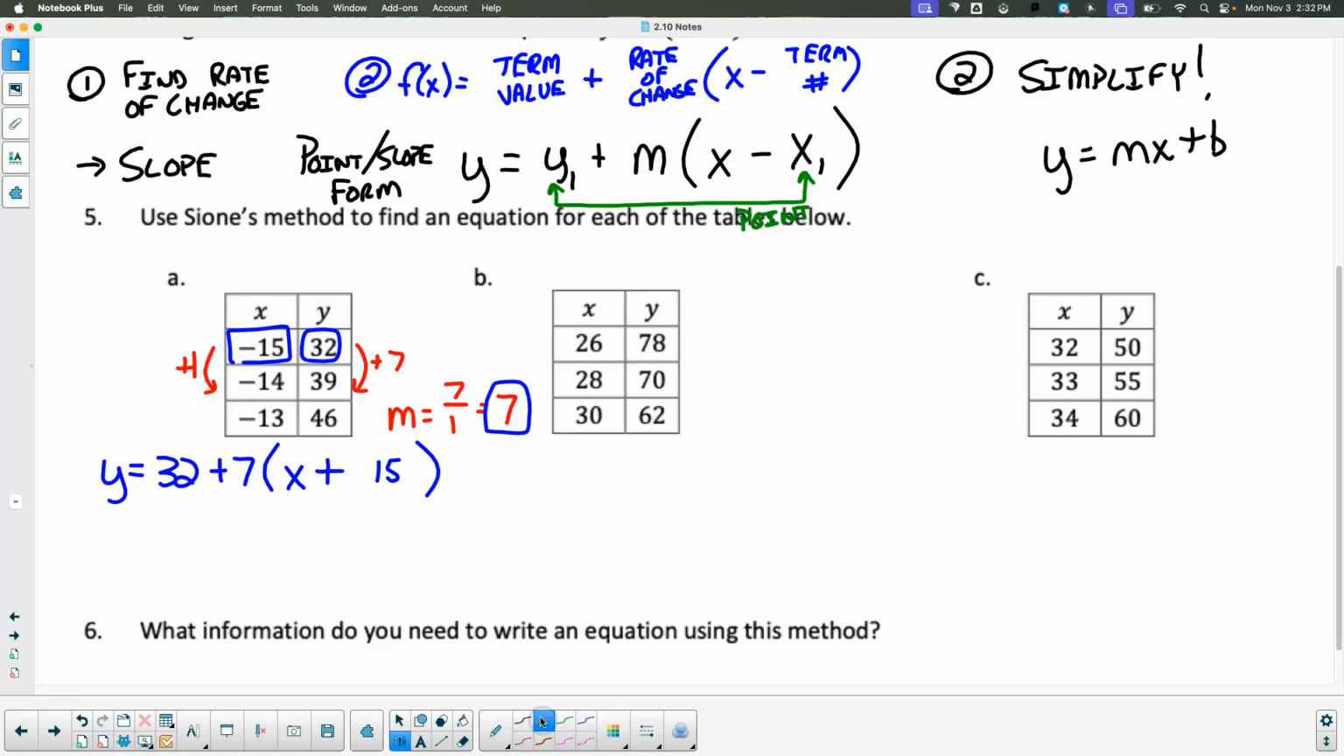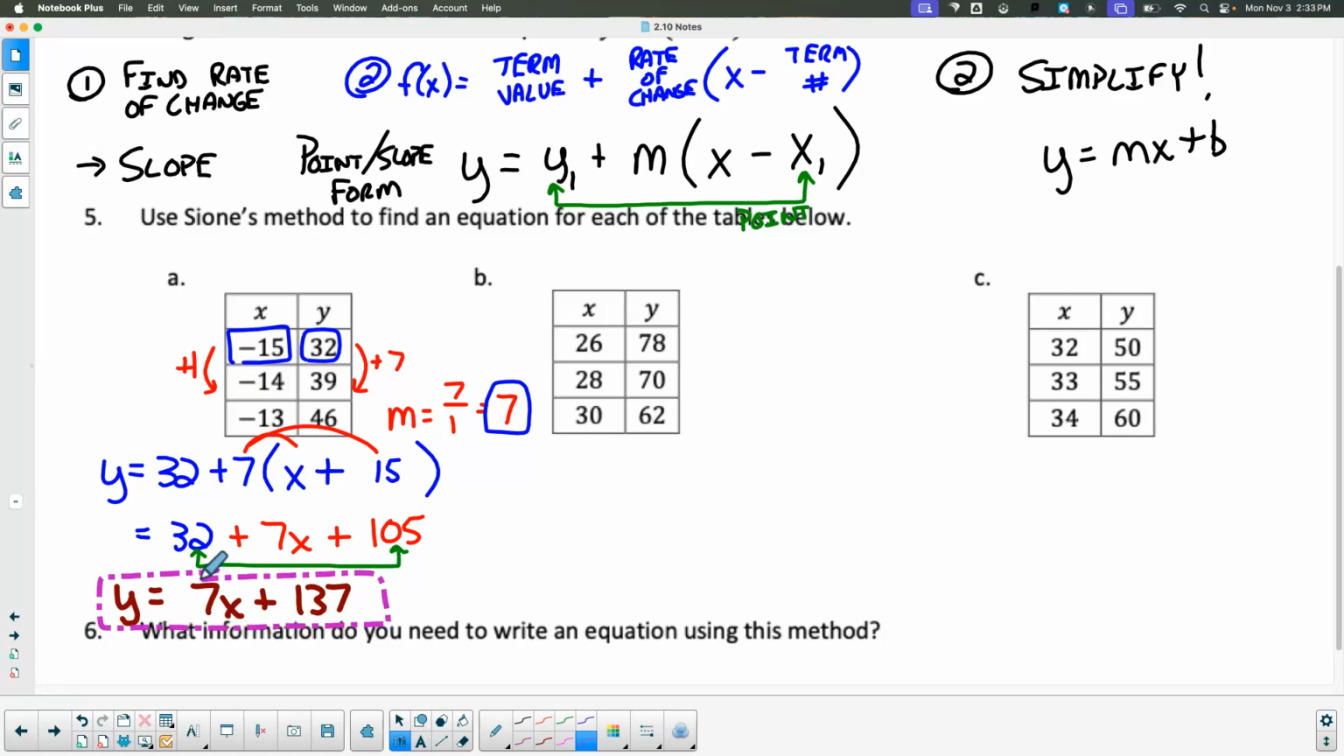Then we distribute. 7 times 15. 105. 105? Then I can combine my number terms, right? And so I get y equals 7x plus 137. And that's the equation of the line that would fit that data. Questions on that? You now do letters B and C. Find me the equations of those two lines that fit that data.